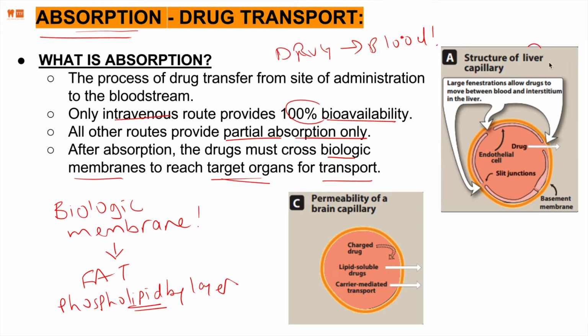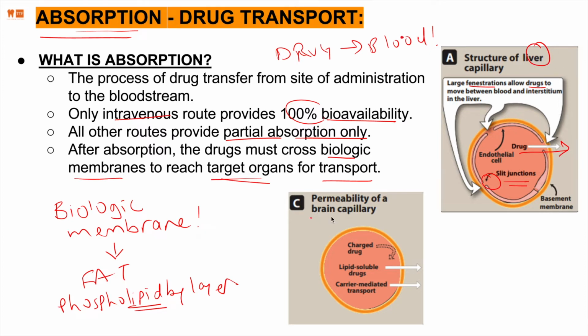See, if the target organ is the liver, then large fenestrations such as these slit junctions will allow the drug to move between the blood and the interstitium in the liver. This is the basement membrane, the yellow one. That is the phospholipid bilayer, the fat, right? And these are the inside of the capillaries with the endothelial cells. The drug will move through between the slits in target organs such as the liver.